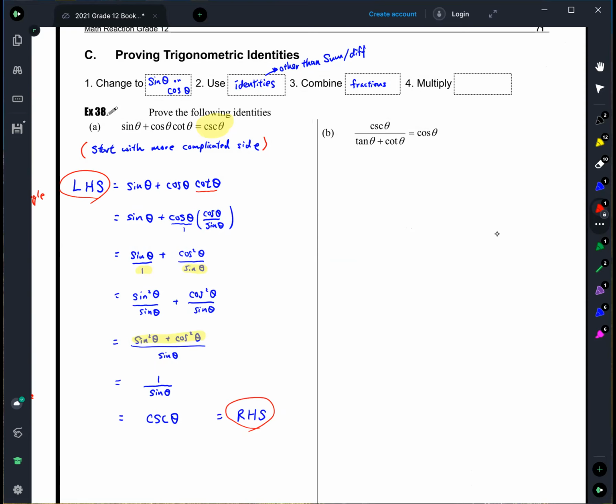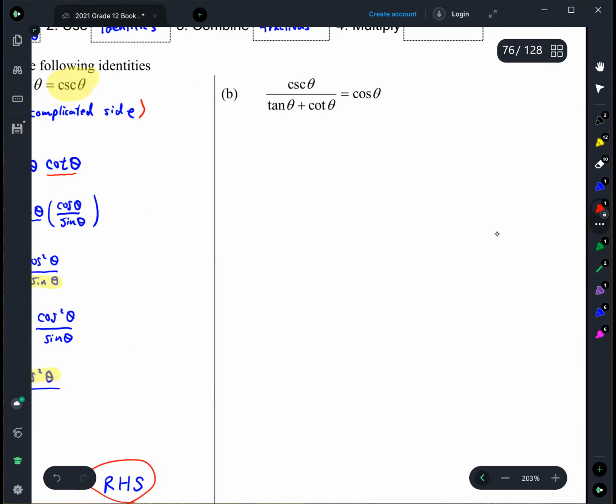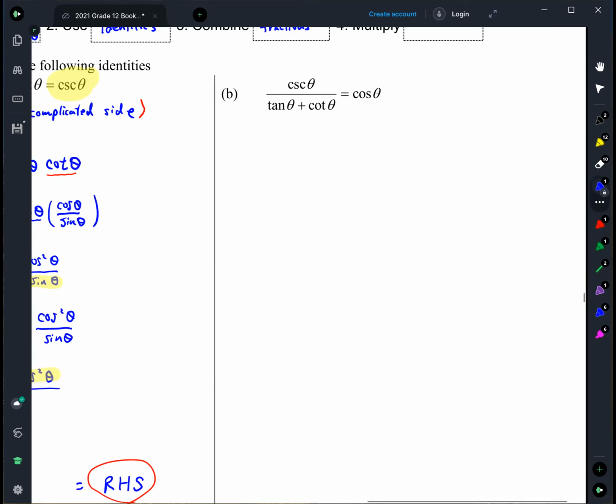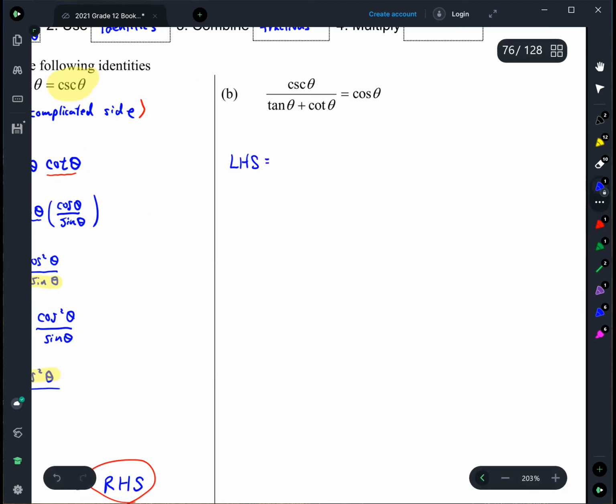Where should we start? Jocelyn, do we start with the right-hand side or left-hand side for this one, question B? The left. Okay, yeah, the left side has more stuff. So we start with the left-hand side. This time I won't copy it again. We can just start to do the change.